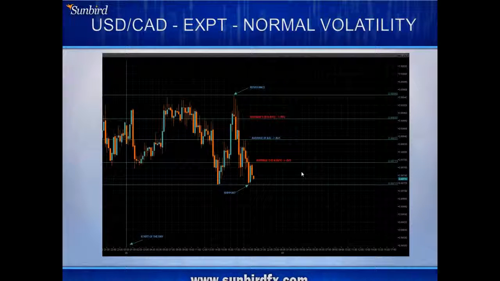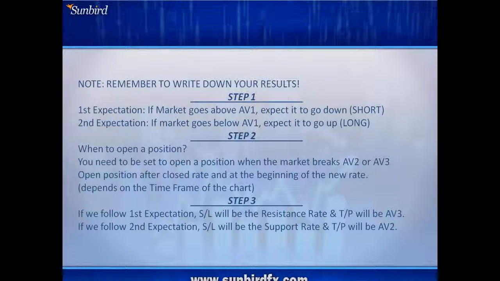Now calculating average 3 would be support plus average 1 divided by 2, and we have average 3. Okay? And I'll explain exactly how to set up your strategy. So now you have all the tools inside. Great. Wonderful. Now we're going to start our strategy.